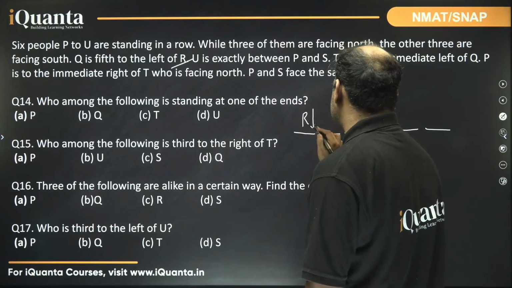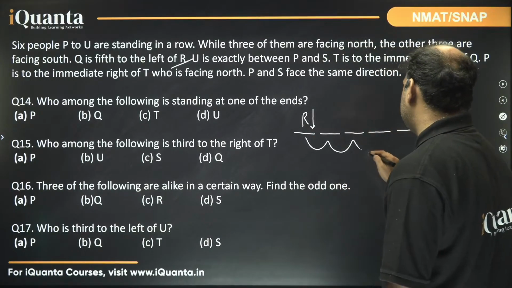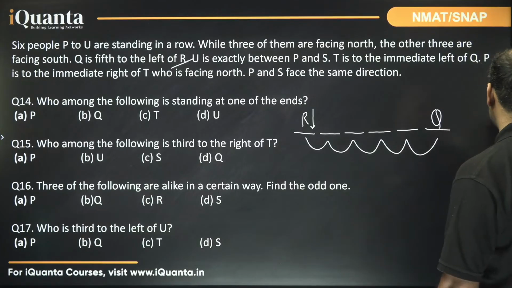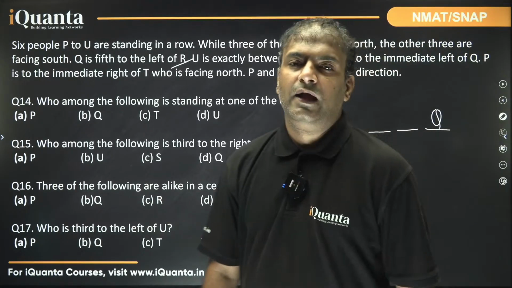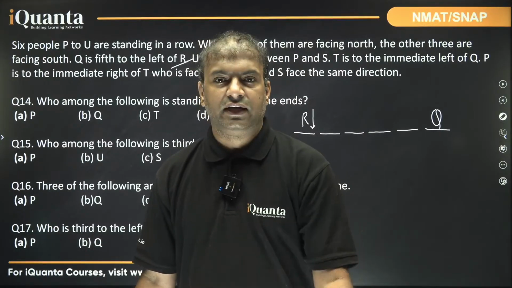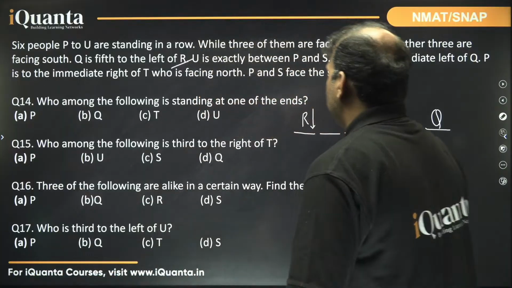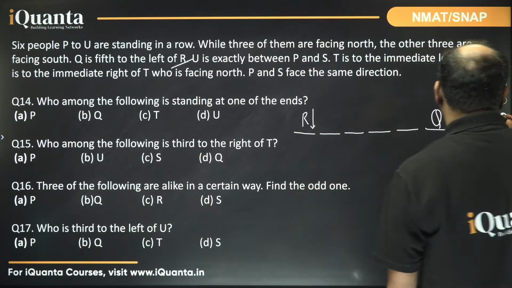If R is facing south, then fifth left of R is what? This is first left, second left, third left, fourth left, and fifth left. So this should be the position for Q. Very obvious, right guys? But obviously we are not able to define the facing direction of Q right now. Maybe later on we will be able to, but not right now, okay? So if R is here, Q is here for sure, and R has to be facing south, right guys?